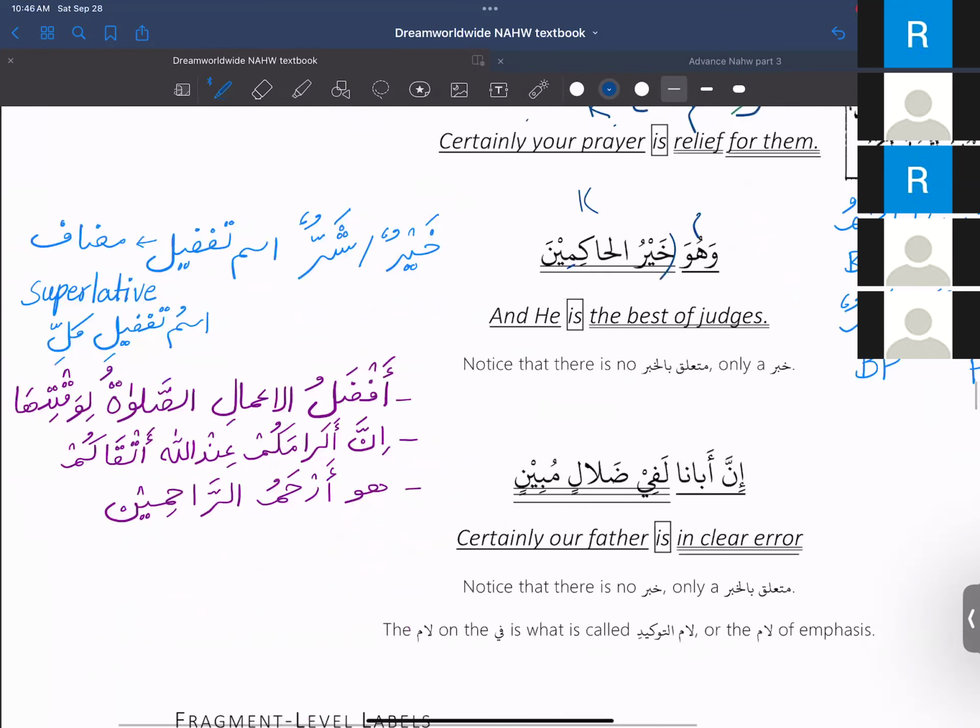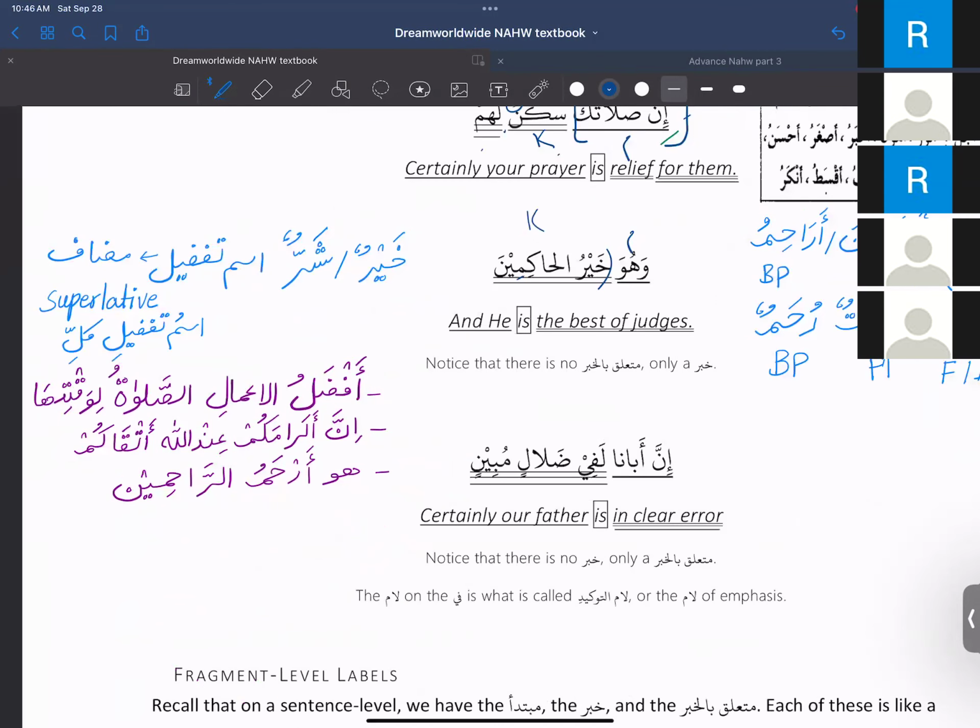So what about this word? There are some words, and I told you guys about Ismu Tafdeel. What is Ismu Tafdeel? Basically we compare something with something. Sometimes we say better, this thing is better, and sometimes we say best, the superlative degree, right? So when we say better, we are using comparative, but when we say best, now we are using superlative degree. This is basically Ismu Tafdeel.